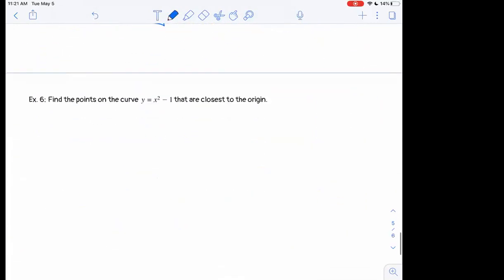All right. So last question here. Again, this one is probably a little bit more mathy than the other ones, in the sense that I'm not looking at a specific application of it, but I'm just trying to find points on a curve that are closest to the origin.